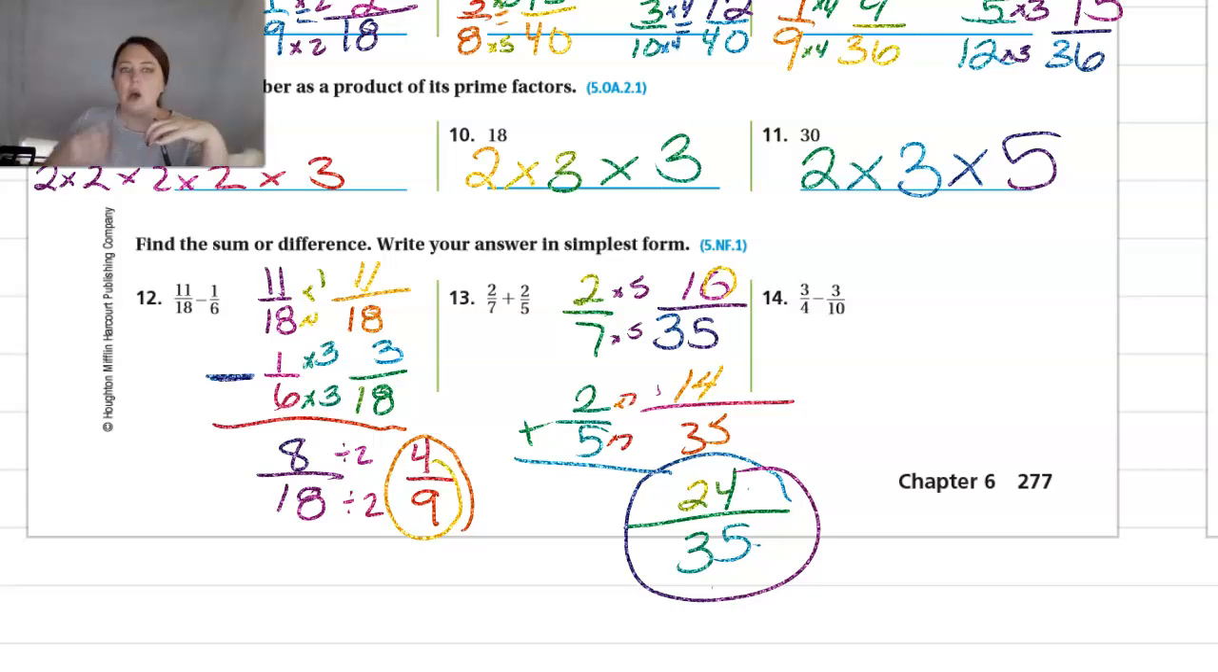13 is also a weird one. My hand's sweaty. I think it's because it's Thursday and we were doing our workout.